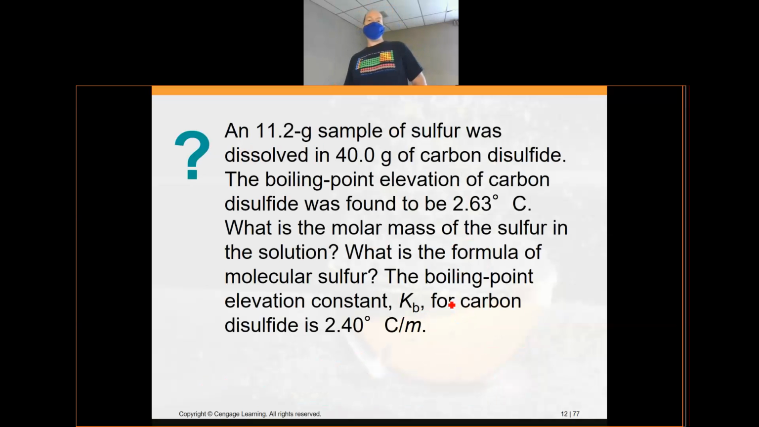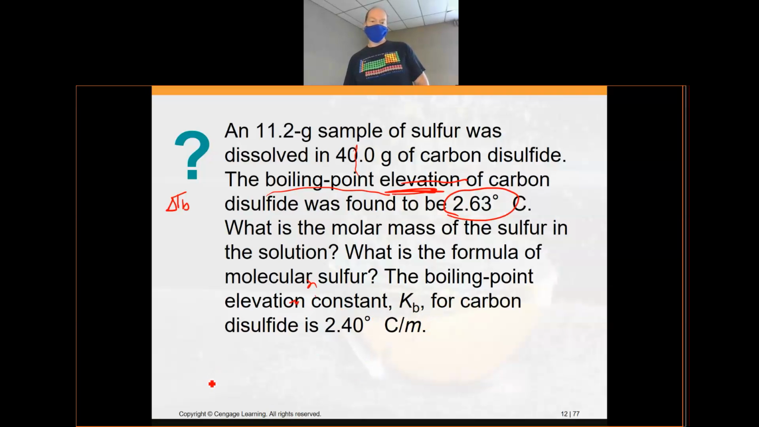All right, you got sulfur. This one is an interesting one. You got sulfur, of course a non-metal on the periodic table, dissolved in 40 grams of carbon disulfide, the boiling point elevation. Again, it's not the boiling point. It is the boiling point elevation of the carbon disulfide, which was found to be 2.63. So that is your delta T sub B. That is your boiling point elevation. That's how much it went up. What is the molar mass of the sulfur in the solution?